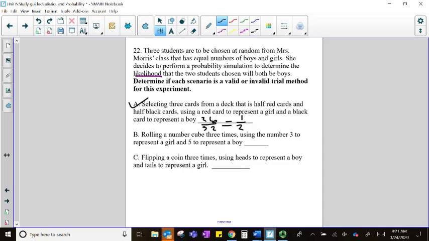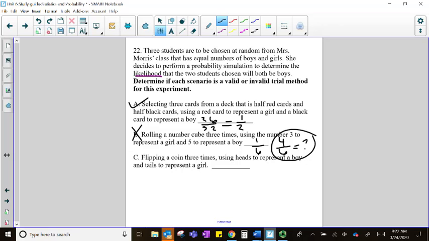That's valid. Rolling a number cube 3 times, using the number 3 to represent a girl and 5 to represent a boy. Both 3 and 5 have a 1 in 6 chance. However, what happens when I land on 1, 2, 4, or 6? A 4 in 6 chance, we don't know what it would stand for. So some of you thought that this was valid. However, this questionable part, that we don't know what happens, is not a good experiment because you're going to be rolling over and over and over again. It would have been better to say that odds were boys and evens were girls, or the other way around, because odds and evens both have an equal chance of occurring. However, this unknown over here makes this not valid.